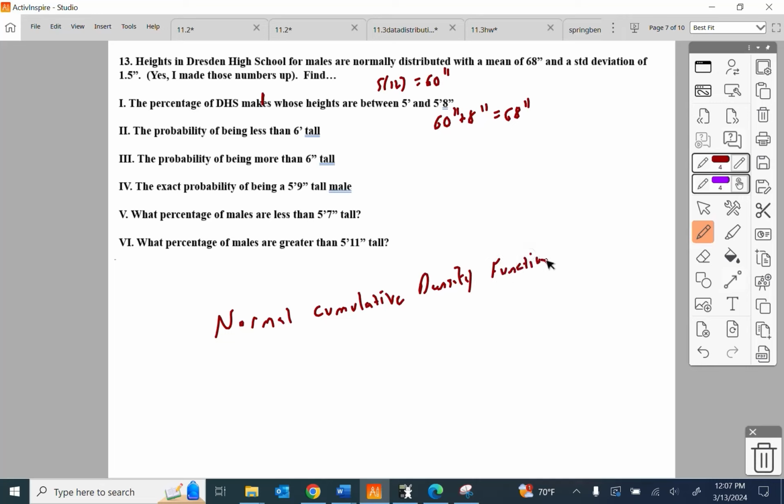Because if I was to write out what I have here, if I took away a whole bunch of 1.5s, I wouldn't get to 60. It's just not going to happen. And if I added some 1.5s, I wouldn't get to 68. Now this is going to be the vast majority of males. Well, sorry, we have a mean of 68. This is going to be half the student body, more or less.